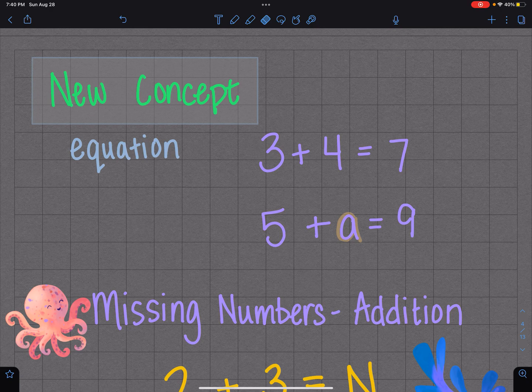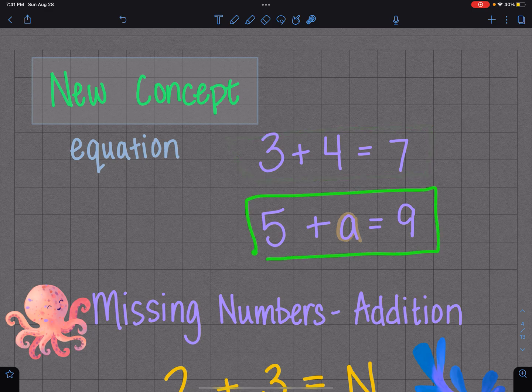The new concept goes over what an equation is. Now, I know you already know what that is. It's a statement with an equal sign, and the equal sign means that the two quantities on this side of the equal sign and on this side of the equal sign are actually equal. Here are 2 examples of equations. 3 plus 4 is 7, and 5 plus a equals 9.